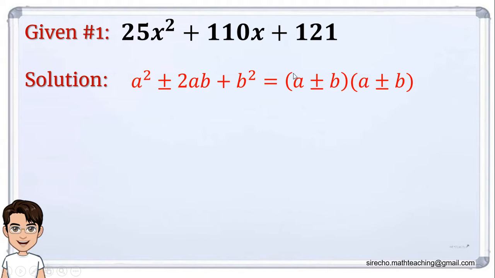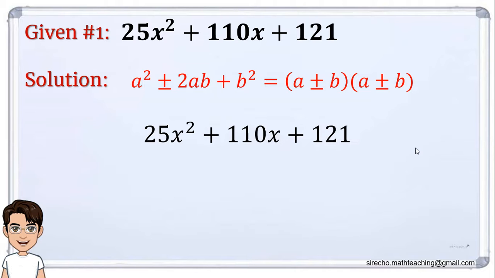When you factor a perfect square trinomial, the answer is the square of a binomial. Meaning, kapag positive yung middle term, that will be A plus B times A plus B. Kapag negative ang middle term, that will be A minus B times A minus B. So let's take a look at the example: 25x squared plus 110x plus 121.